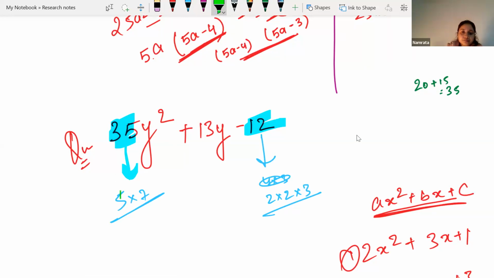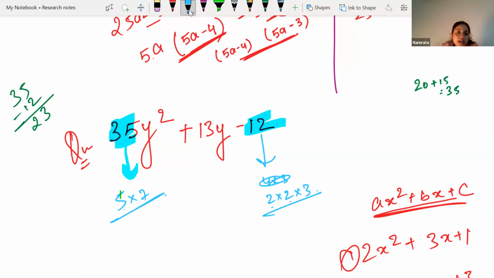So 5, okay, here we don't even have to do anything. 35 and 12, if we subtract them, okay, 23 I'm getting. 13 we need. Let me check, is it 13 only or what? Yeah, it's 13 only. So let's see how we can get 13. Here we are having 5 into 7. Here we are having 2 into 2 into 3.